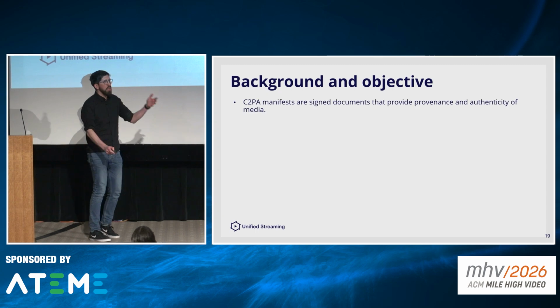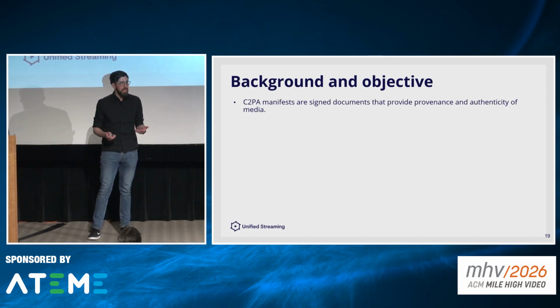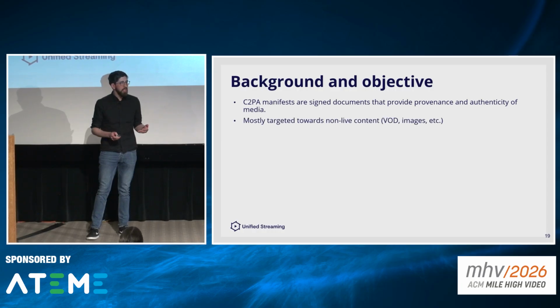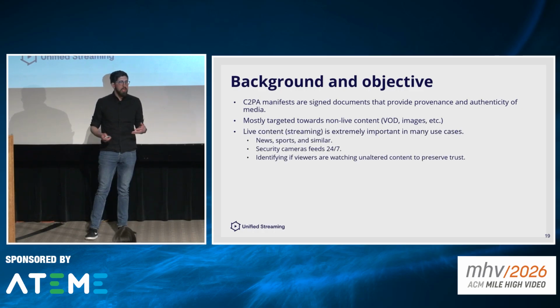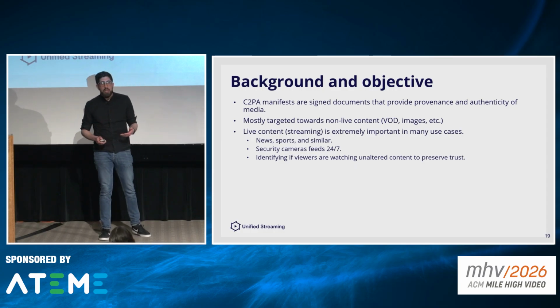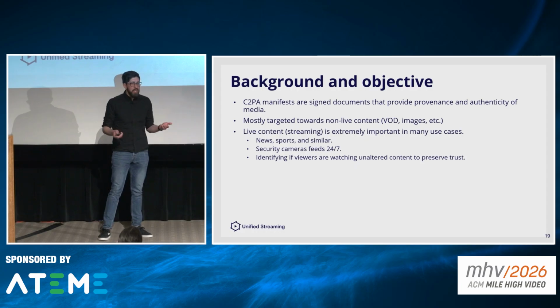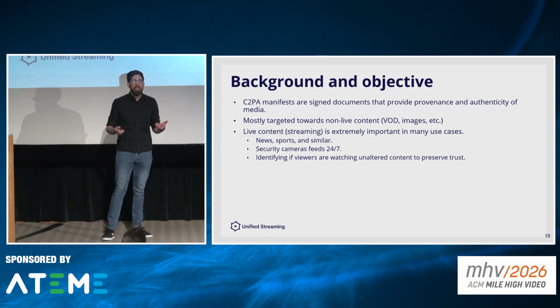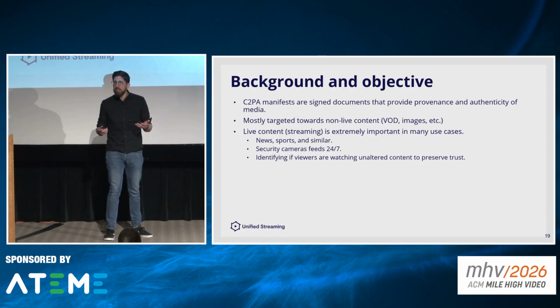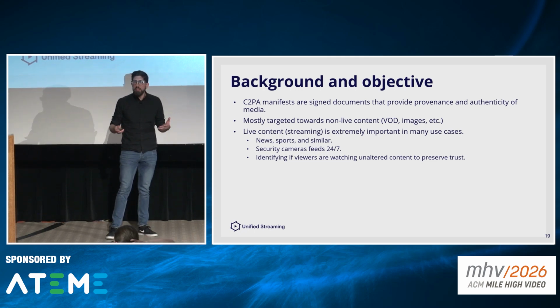Okay, so background and objective. As David said, C2PA manifests are signed documents that can provide provenance and authenticity of media, mostly targeted to non-live content, VOD, images. But for live streaming, there are extremely important use cases such as sports, news, even 24-hour live security feeds, and also to give trust to the viewers if some content is altered, maybe AI agent generated. So these are important aspects in live streaming.